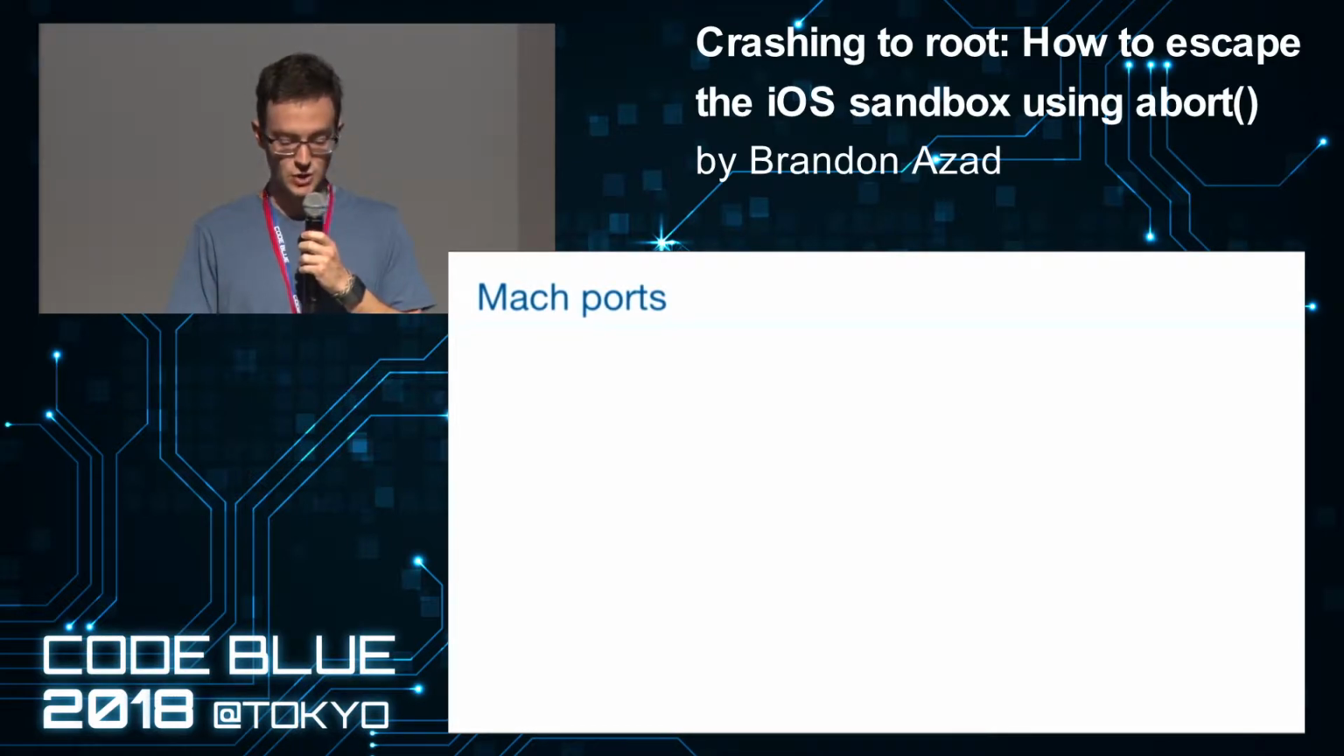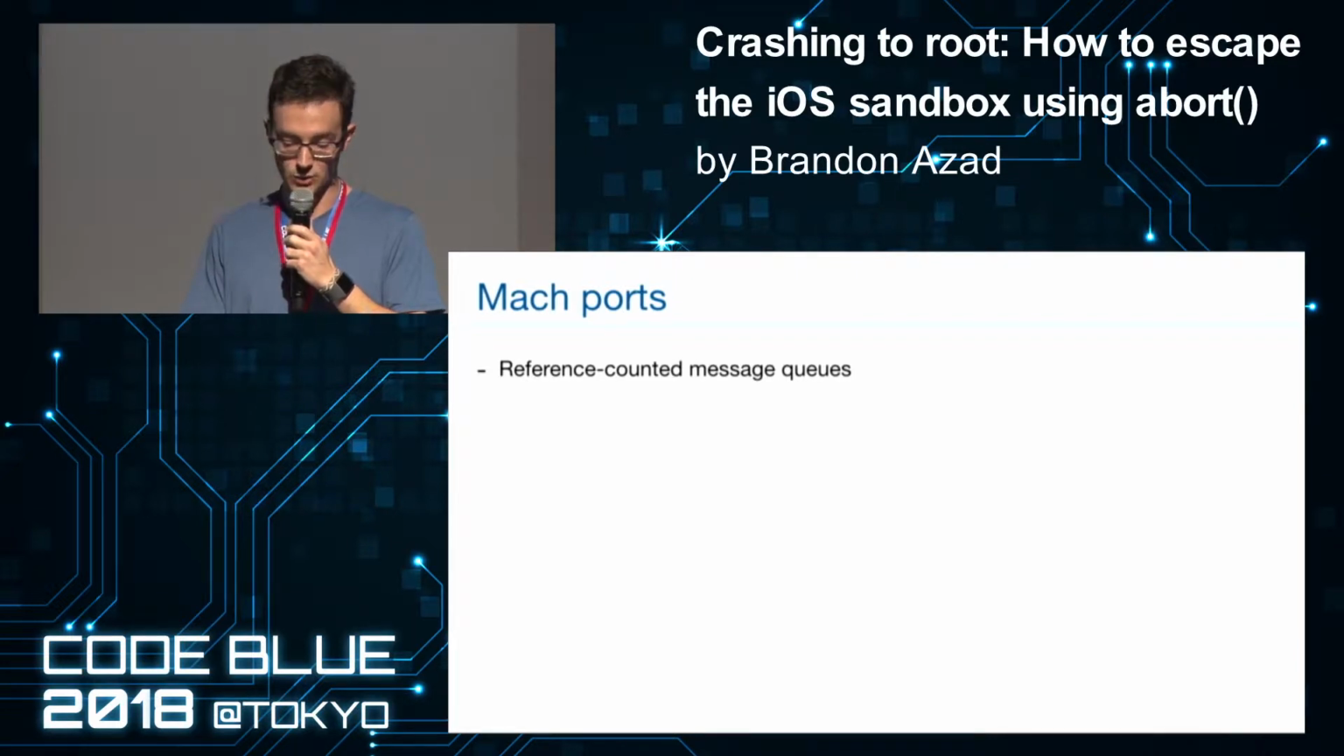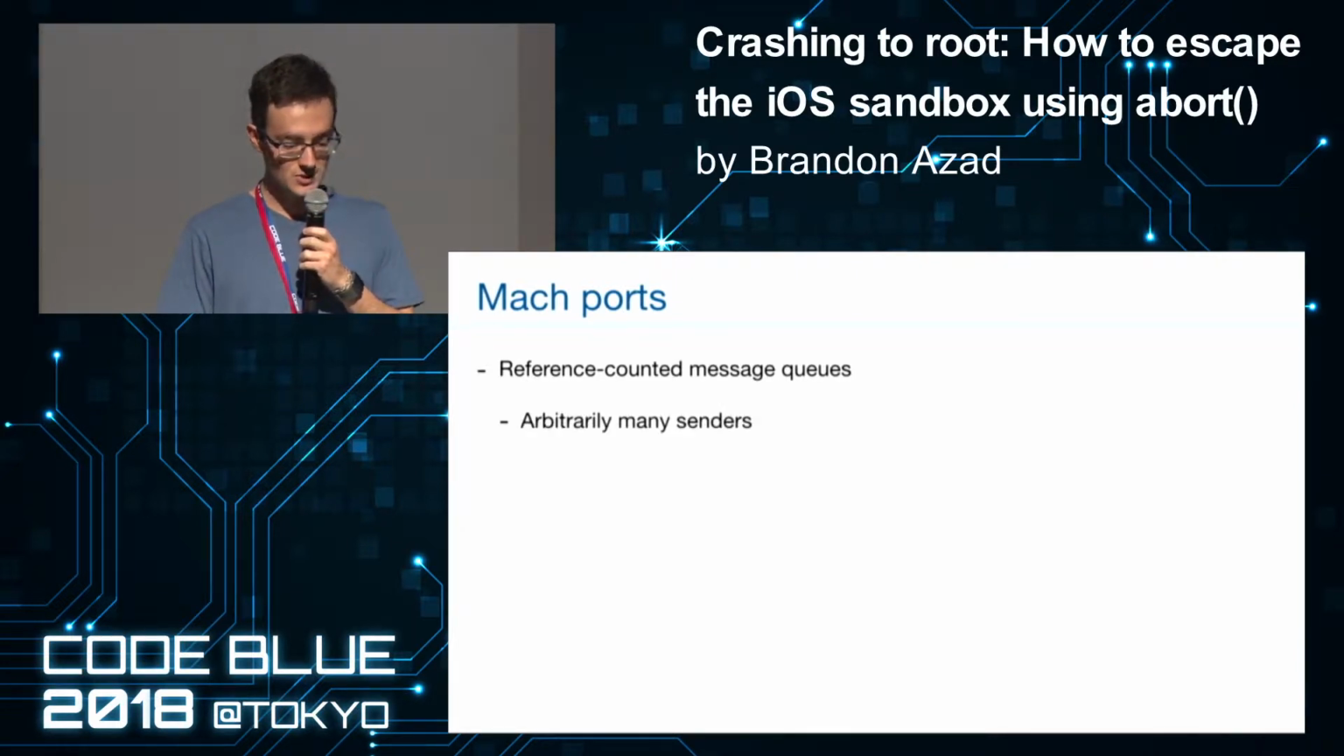So now let's discuss some inter-process communication basics on iOS, and this is fundamental to understanding the vulnerability. IPC on iOS is based on Mach ports. Mach ports are reference-counted message queues maintained by the kernel. Arbitrarily many processes can send messages to the queue, but only one process can receive messages out of the queue.